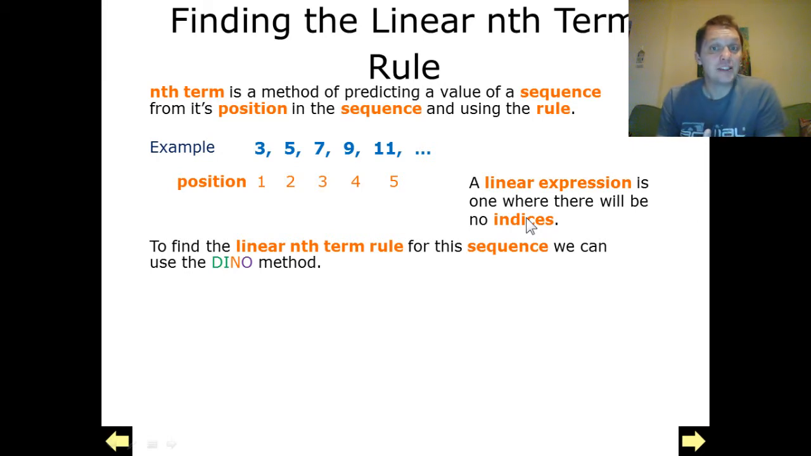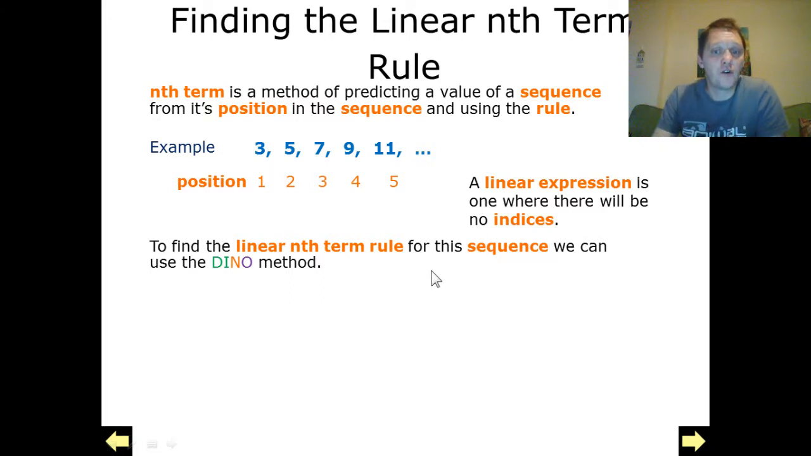Whenever we're talking about just straightforward nth term, we're not talking about quadratic nth terms, in which case when we create our nth term rule, there's going to be no powers in there, there's going to be no indices. Those we'll look at when we're talking about quadratic nth term, and also when we're talking about geometric sequences.